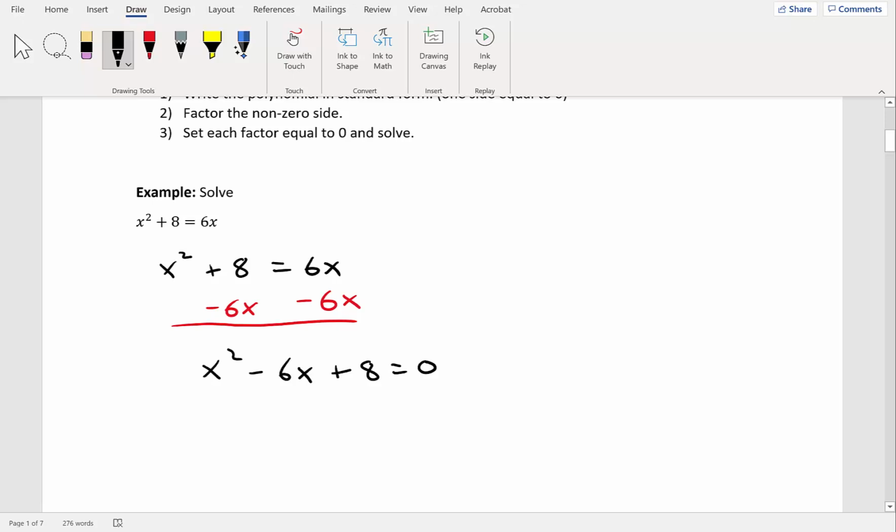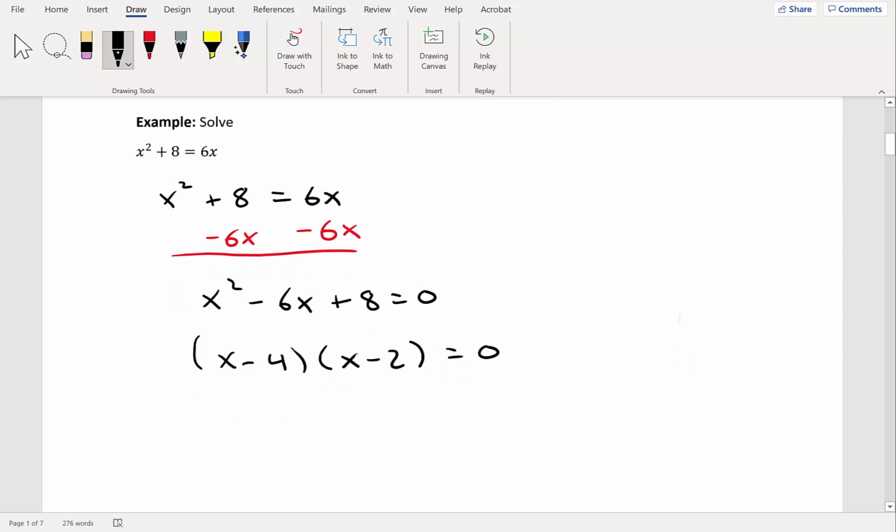So we have to go back to our factoring techniques. We have a trinomial, and we don't have a number in front of our x squared. So we need two numbers that multiply to positive 8 and add up to negative 6. We could use negative 4 and negative 2. So we have x minus 4 times x minus 2. So that was step 2.